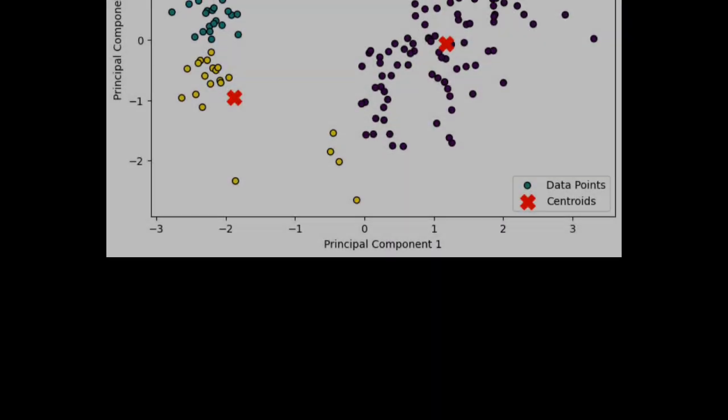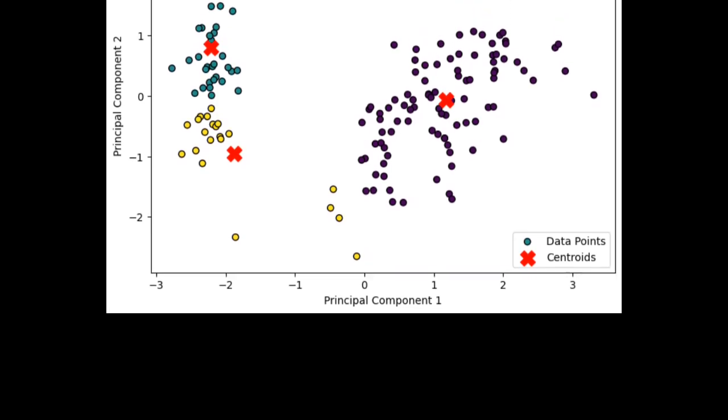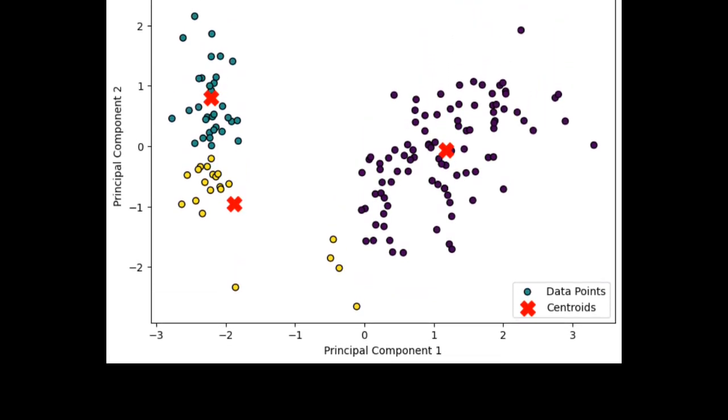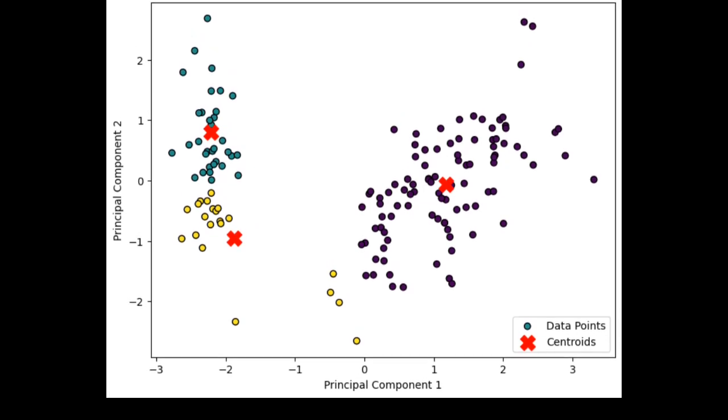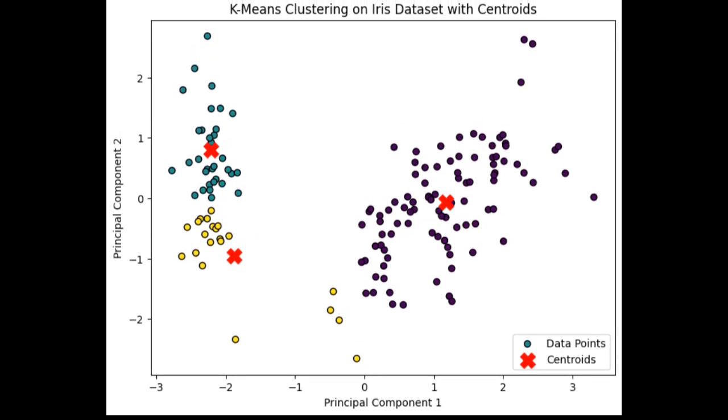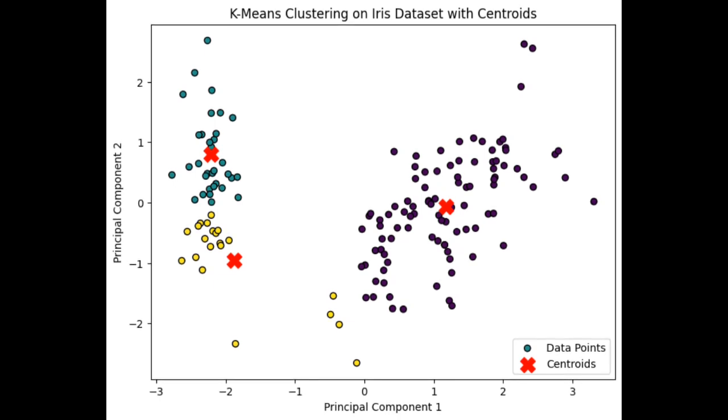The plot shows the result of the k-means clustering on the iris dataset. Each data point represents an iris flower, and the color of the points indicates the cluster it belongs to. The red X marks represent the centroid of each cluster, which are the central points of the clusters. As you can see, the k-means algorithm has successfully grouped the data points into 3 distinct clusters. The clusters are well separated, and the centroids accurately represent the center of each cluster. This visualization helps to understand how the k-means algorithm works and how it can be used to group similar data points together.